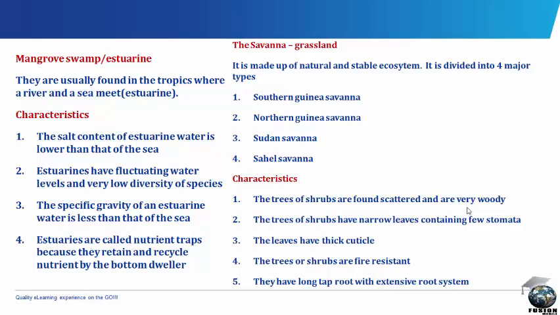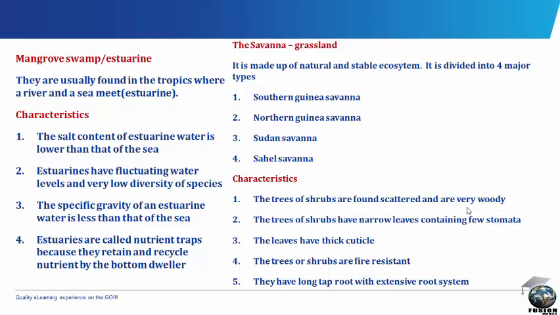2. Estuaries have fluctuating water levels and very low diversity of species. 3. The specific gravity of estuarine water is less than that of the sea. 4. Estuaries are called nutrient traps because they retain and recycle nutrients by the bottom dwellers. Plants like red mangrove, Avicennia, and Sesuvium are known to survive here. Others are trees with breathing roots. Animals like mollusks, crabs, tilapia, starfishes, oysters, birds and mosquitoes are found in the mangrove swamps.